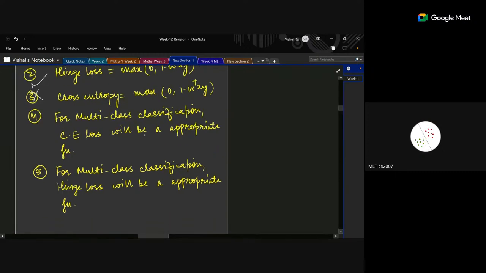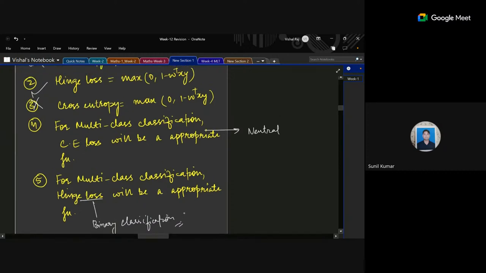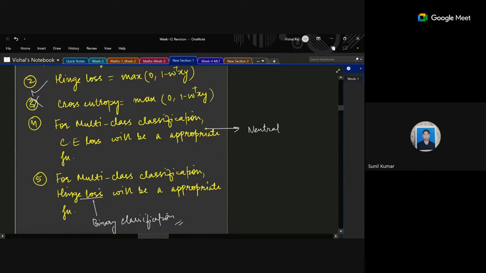Now this is important for multi-class classification. Can you use a cross entropy loss? You can use it, right? You are using this in the neural network, so a neural network can do multi-class classification also. Hinge loss is basically for the binary class. For multi-class classification, cross entropy loss will be an appropriate function, or loss, whatever you want to call it.